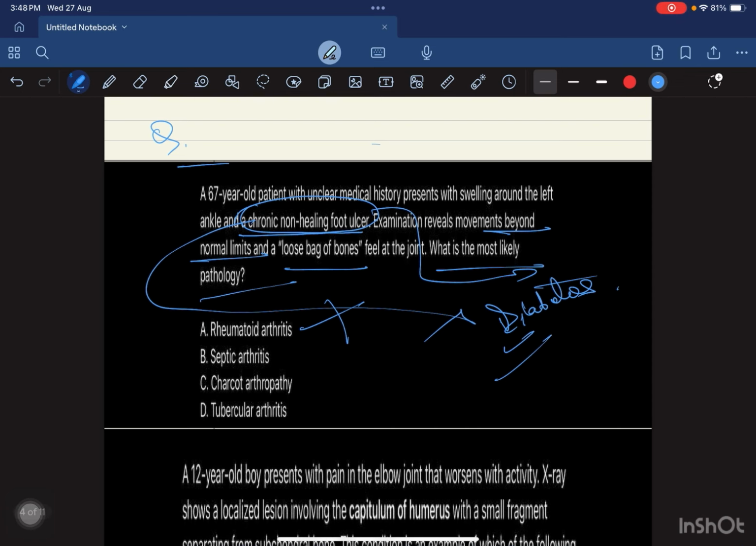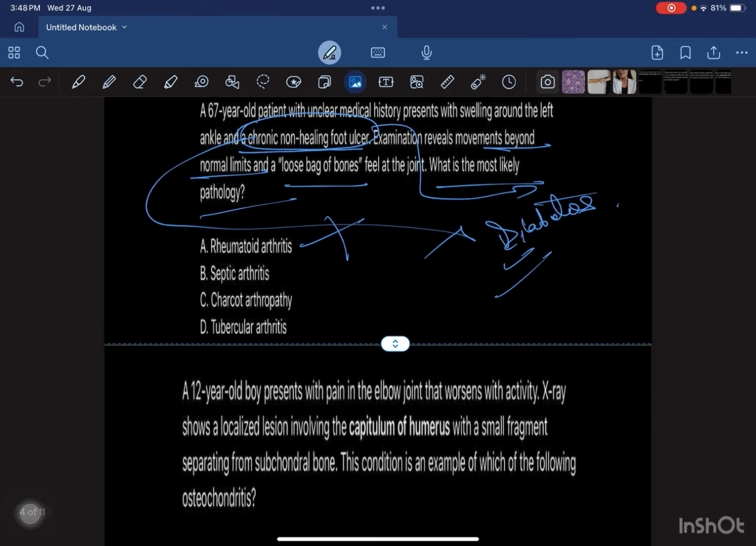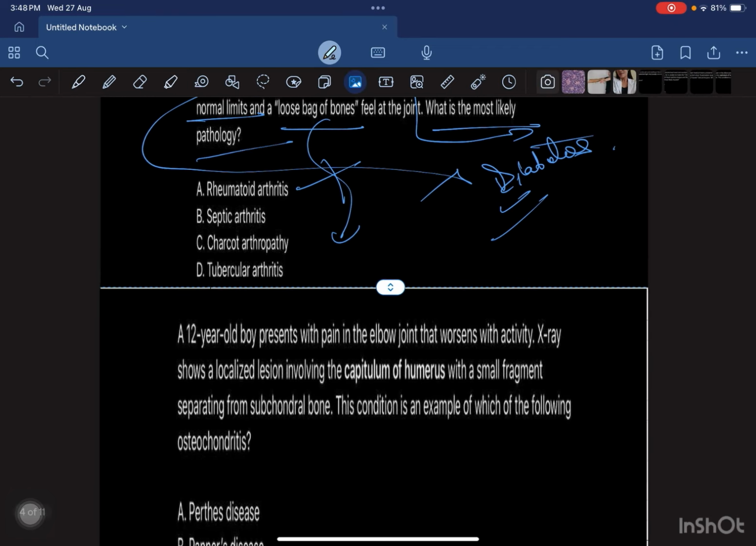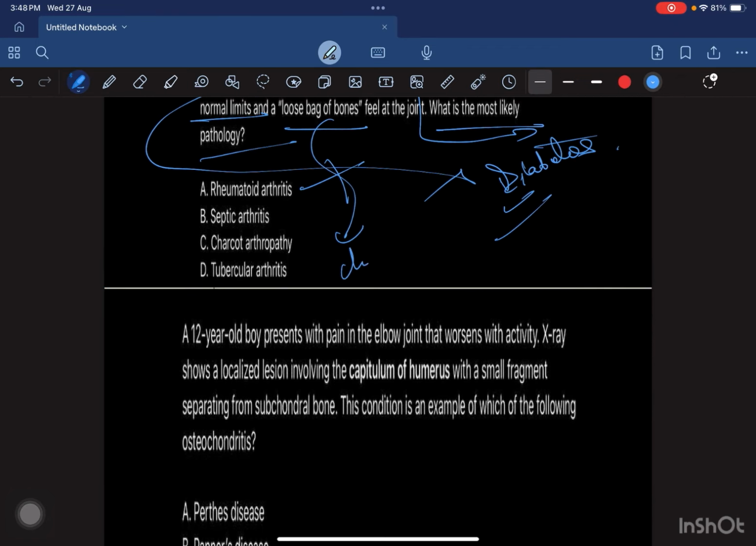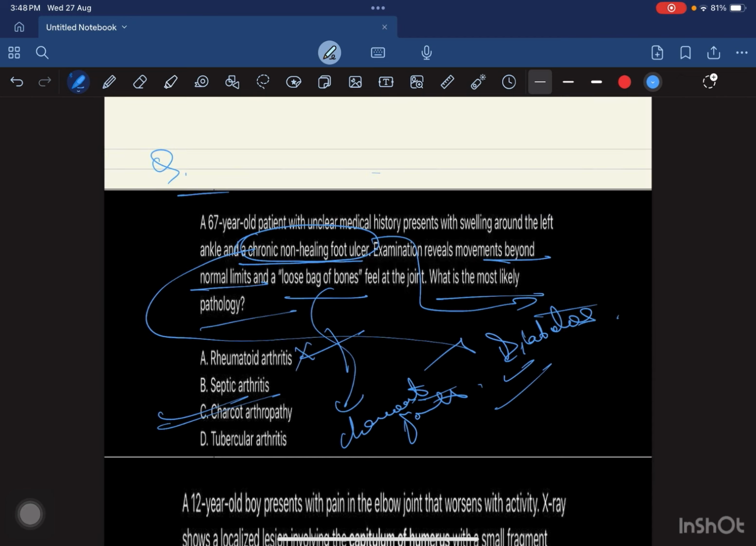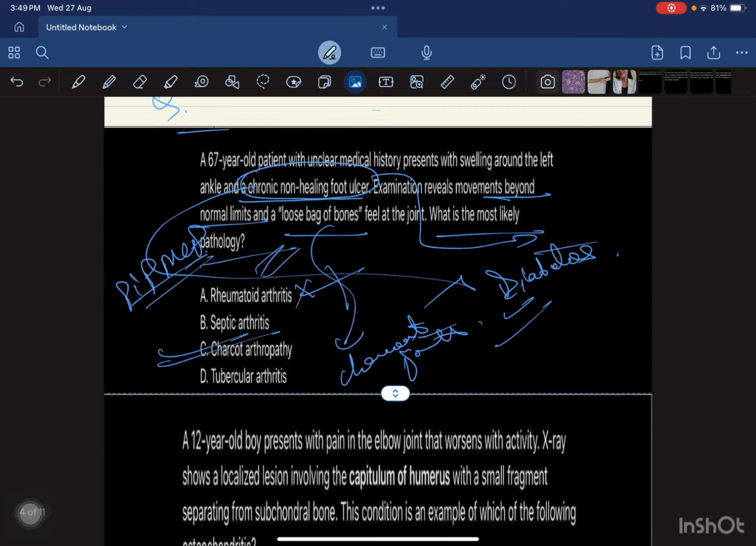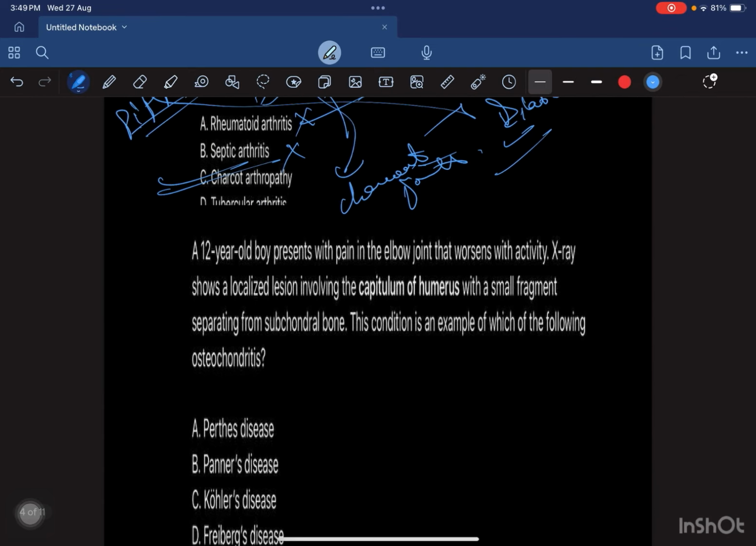Okay, so when there's a clue of diabetes, also this loose bag of bones points towards Charcot joints. So these are Charcot joints. So that's why the answer is Charcot arthropathy. Also, we know that it cannot be rheumatoid arthritis. It involves small joints like PIP and MCP, and there is a history of morning stiffness. So this can definitely be ruled out. Then septic arthritis is most common in children, associated with fever and pain and all those things. So this is also ruled out. So C is our answer here. Then moving to the next question.